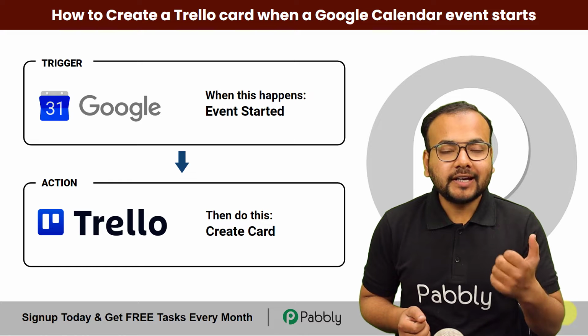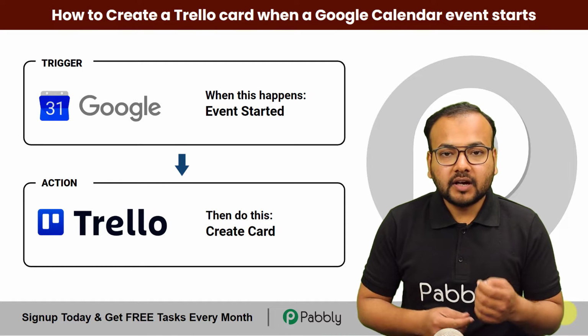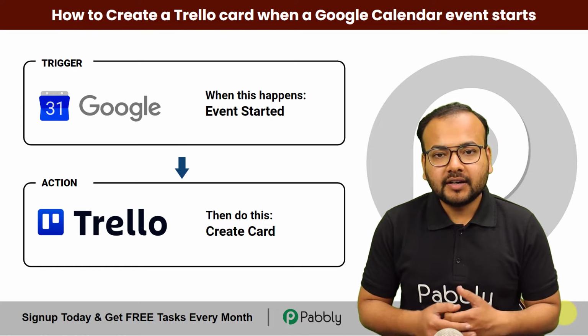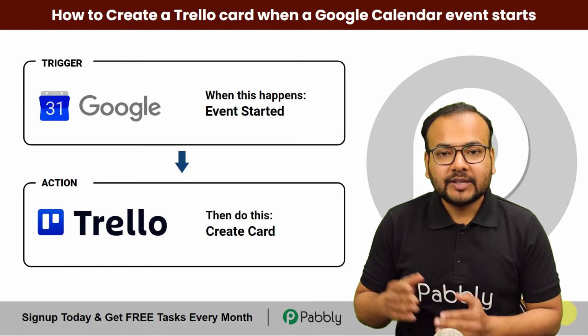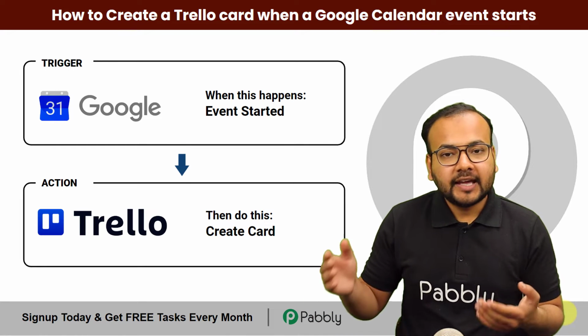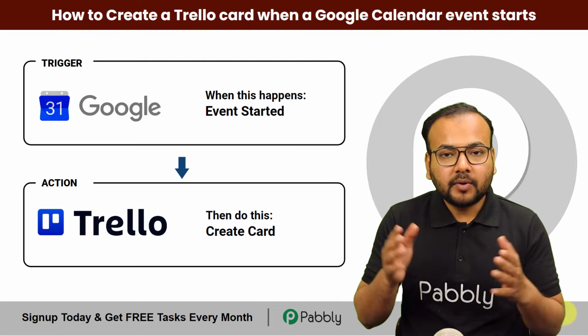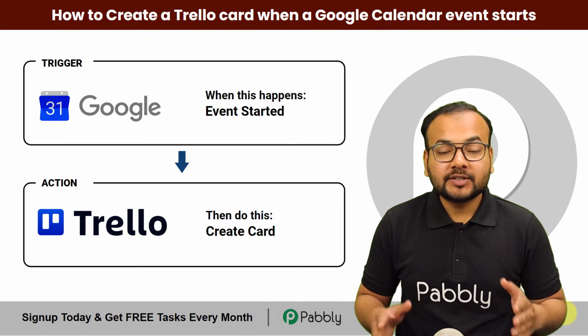Here we are going to connect Google Calendar with Trello in such a way that whenever an event starts in Google Calendar, a card will be created in Trello automatically so that you can see the calendar event happening in Trello and you can stay on top of your tasks. And we are going to set up this automation without any coding super easily.